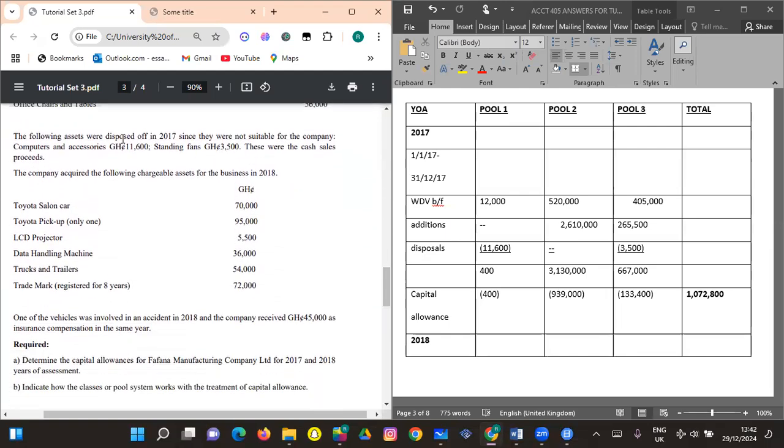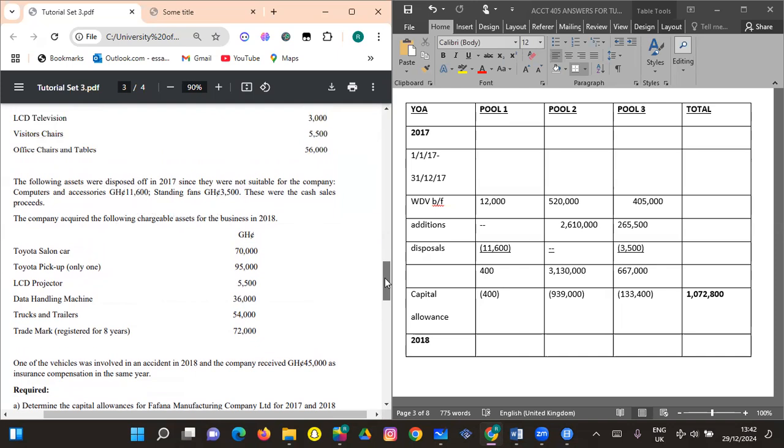Now, the following were disposed of in 2017 since they were not suitable for the company. Computer and accessories, 11,600, standing fan, 10,500. So in 2017, this was the disposal.